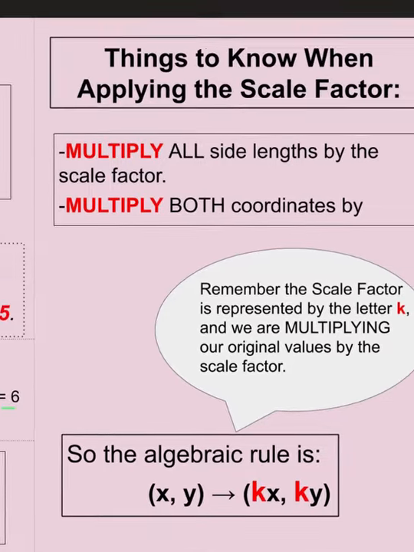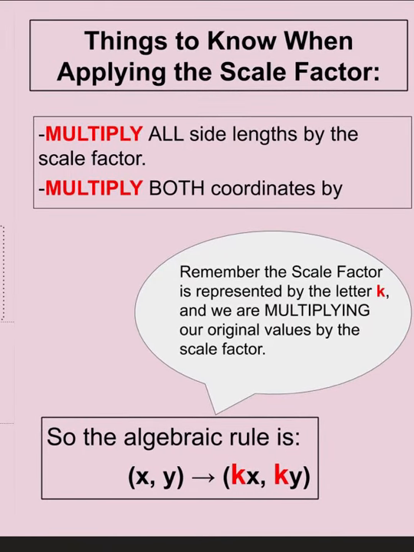Now on the last slide, just things you need to know when you're applying the scale factor. In big letters, you're going to multiply all the side lengths by the scale factor, or you're going to multiply both coordinates by the scale factor. Okay, remember the scale factor is represented by the letter K, and so we are multiplying our original values by the scale factor. And you can see the algebraic rule. The rules for all your transformations are always going to start with the (x, y), and here we have the K multiplied with the x and the K multiplied by the y.